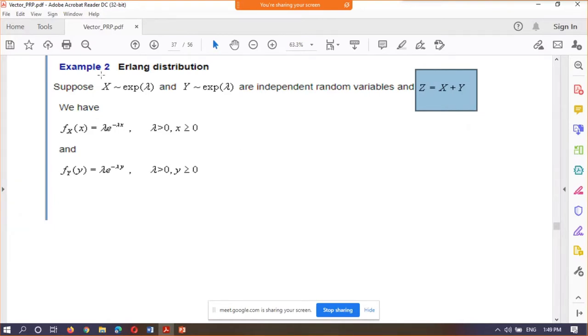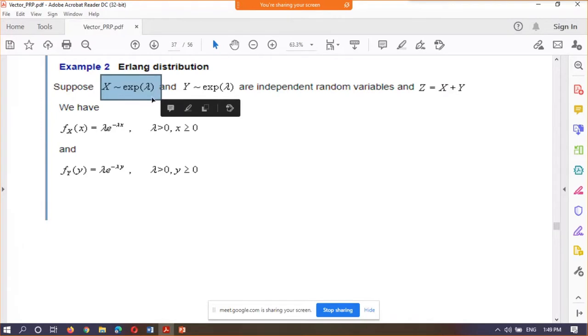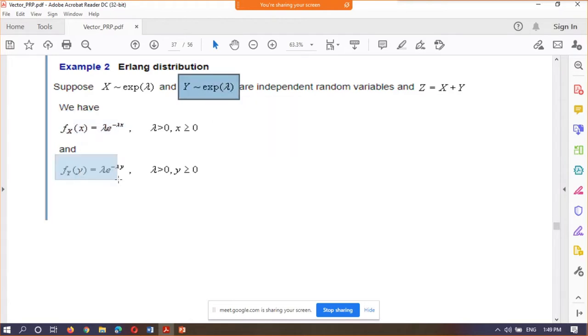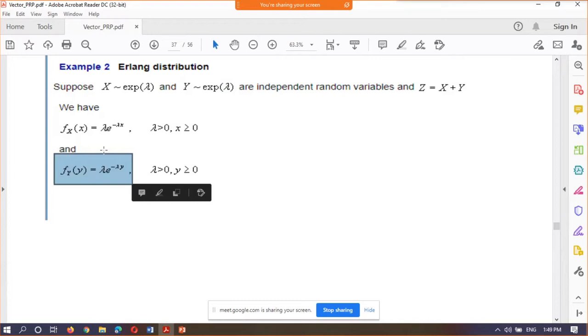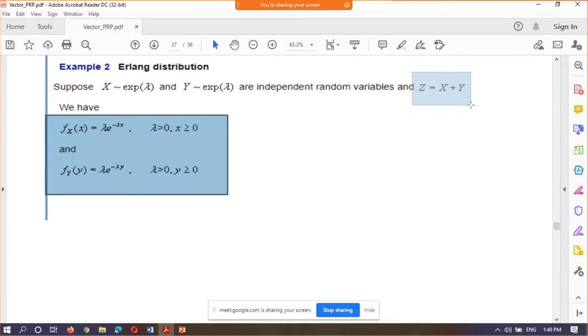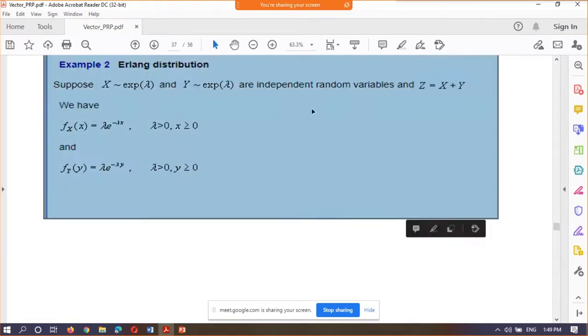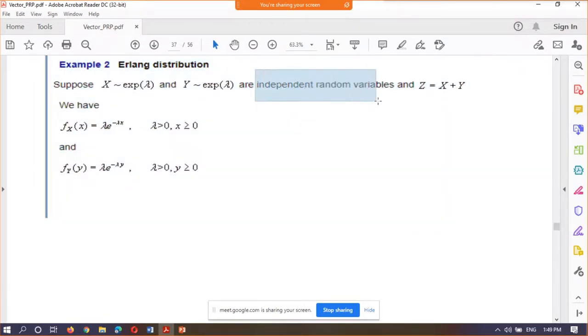Since the information is provided that x is exponential lambda, that is, x follows an exponential distribution with parameter lambda, its density function is f_X(x) equals lambda e raised to power minus lambda x. Similarly, y also follows an exponential distribution with parameter lambda, so its density function is given by this one. This is the given information, and another piece of information given here is that they are independent.